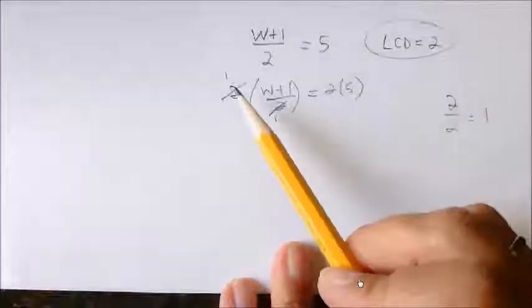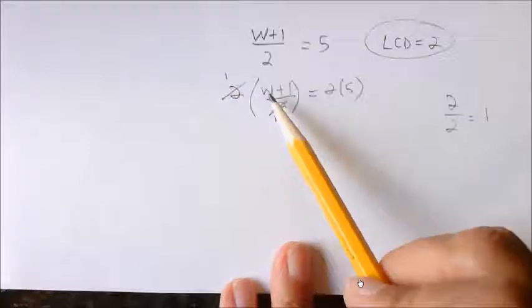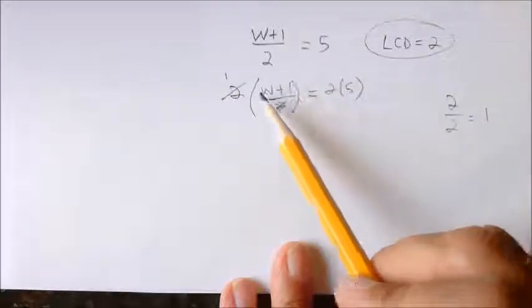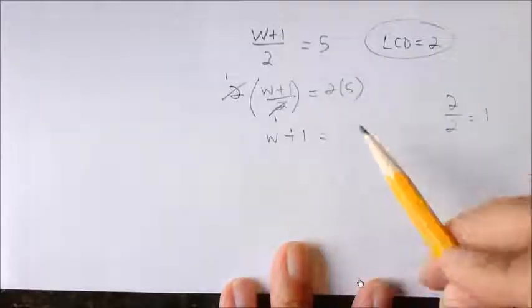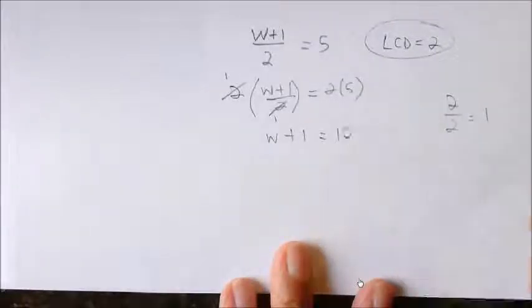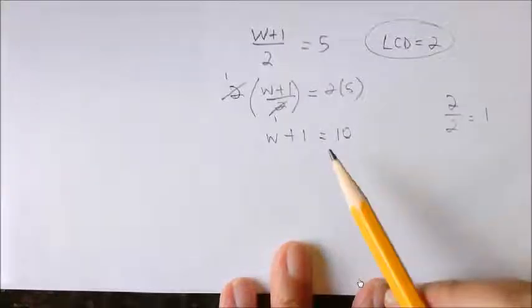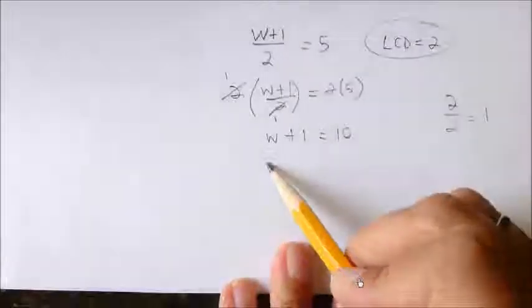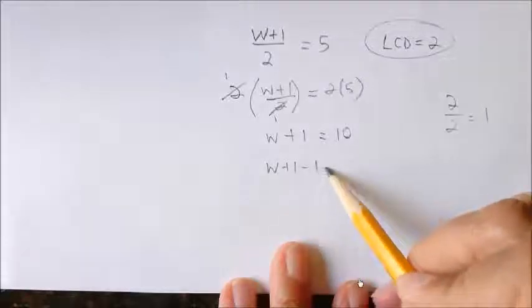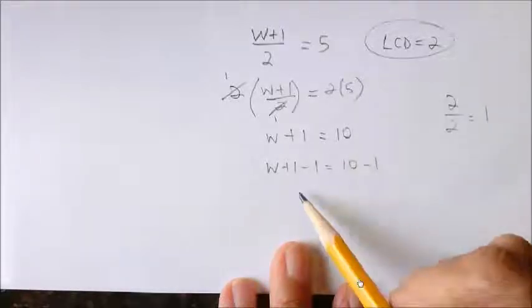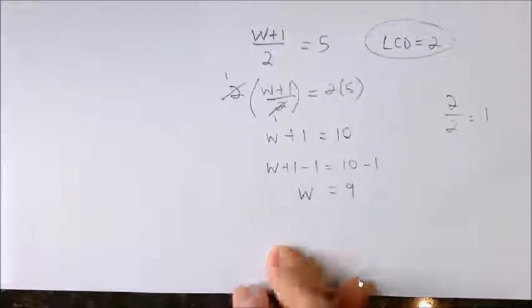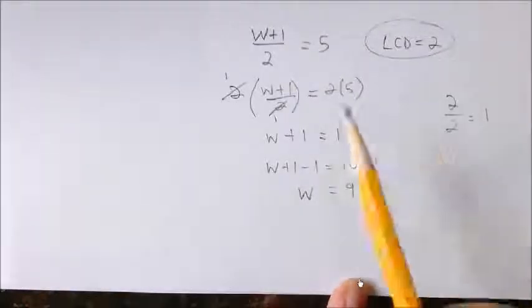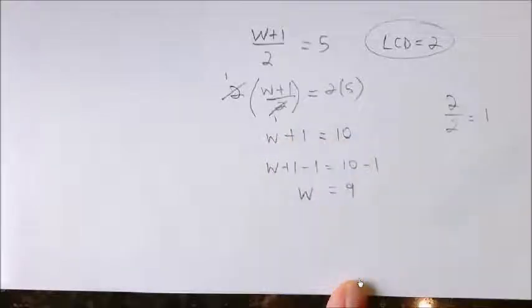Now, we have to multiply this out. This is 1 times w plus 1. But that's just w plus 1. And 2 times 5 is 10. Right? How do we get rid of the 1? Well, we're going to subtract 1 from both sides. And I'm going to have w on the left and 9 on the right. And that's it. So the whole idea of clearing the fractions makes your equation much, much easier.